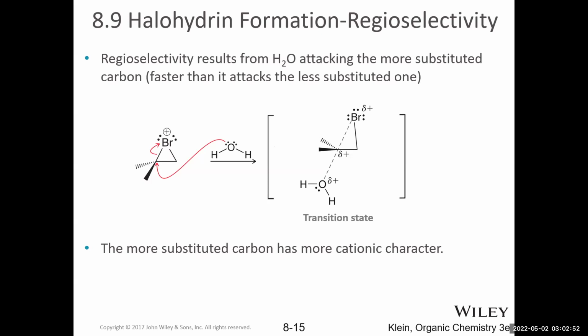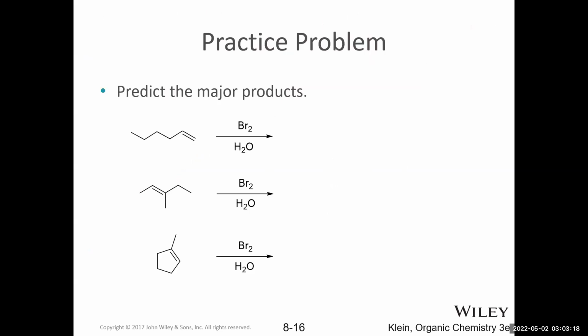So in essence, what I'm trying to say is the more substituted carbon has more cationic character, so it's not a true tetrahedron where it would be difficult for a nucleophile to get in and do backside attack. Instead, it's almost trigonal planar, right? And that leaves room for the water to come in and attack that carbon. So it's somewhere between SN2 and SN1.